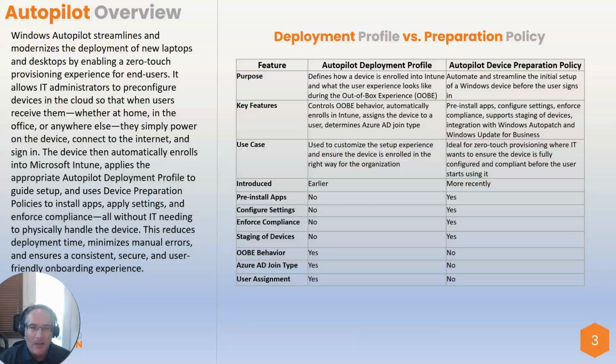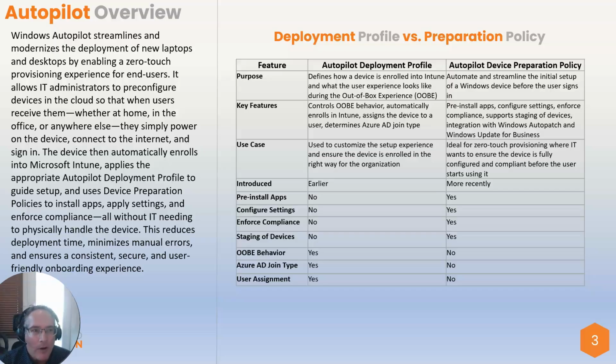Autopilot for Windows is really broken up into two different approaches. There's a deployment profile and there's a preparation policy. There are some differences between them, mainly in terms of how compliance settings are set, how pre-installed apps are set up, and things like that. Sometimes all you need is a device preparation policy. Sometimes you need both. Or maybe the path that's going to suit your needs a little bit better as we go through the motions after looking at an Autopilot project.